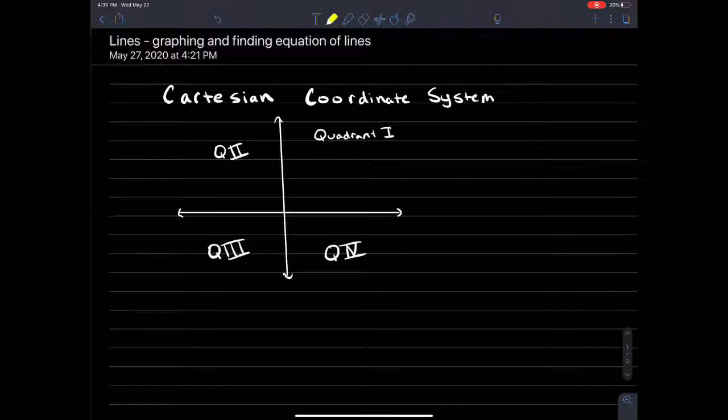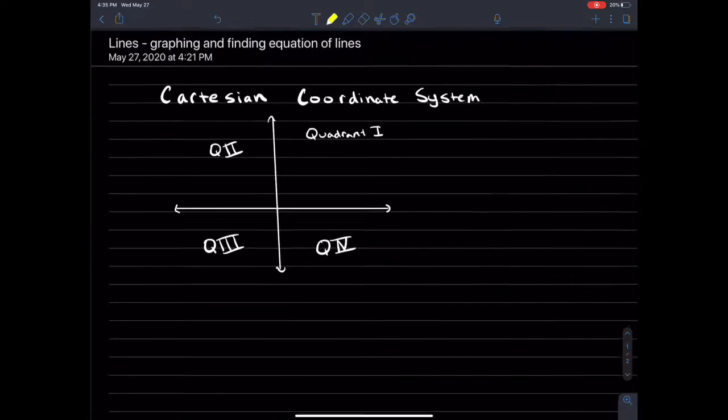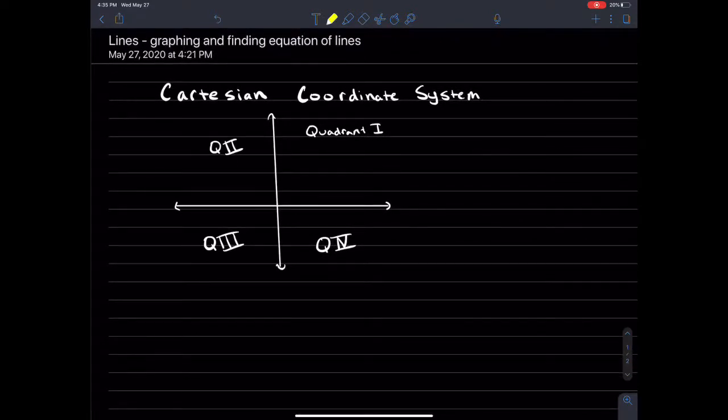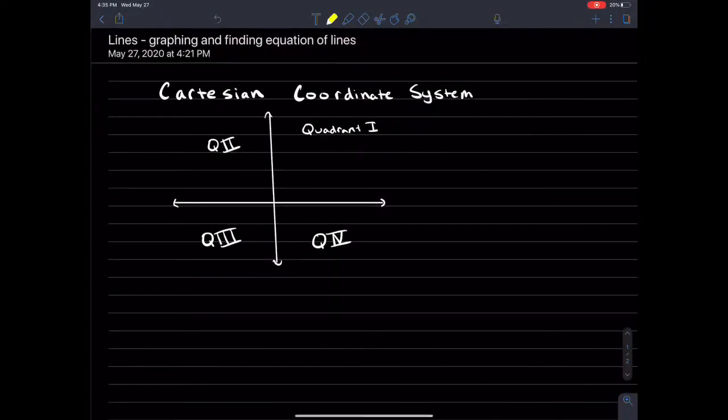Okay, we're going to review how to graph lines and find equations of lines. Lines can be graphed on the Cartesian coordinate system, and that's broken up into 4 spaces. We're going to start off by plotting some points. And basically, this is the x-axis, and this is the y-axis.